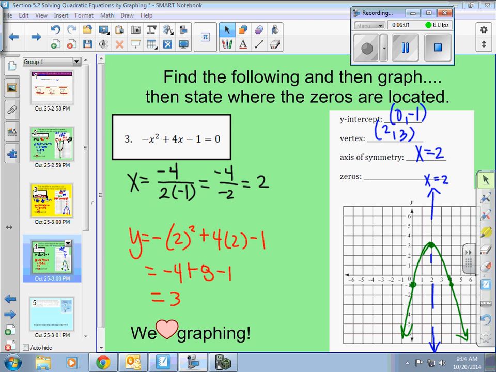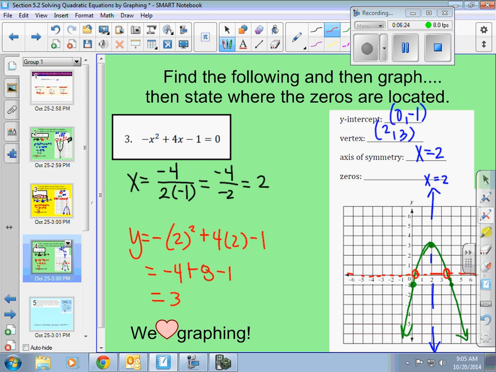Okay, if you go ahead and do everything that we did on the last video notes, you should have got your y-intercept was (0, -1). Your vertex was (2, 3), and your axis of symmetry was x equals 2. Then you go ahead and you graph. This time what you notice is if you look at your x-axis, so remember that here is your x-axis. My solutions are where it hits, so here and here.